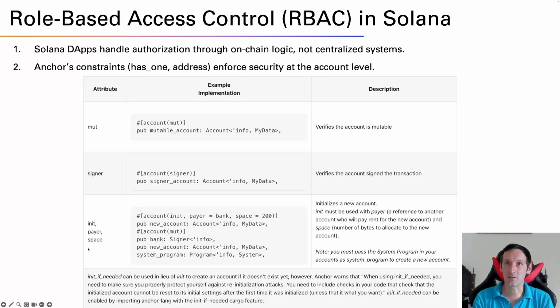And then you have space. We talked about this when we were talking about the byte size, the byte level precision. So space is the way that you tell the framework your prediction of how much space you're going to need to create this PDA, program derived account or address in the blockchain. You can read this at your own leisure. I'll include the link in the video description.